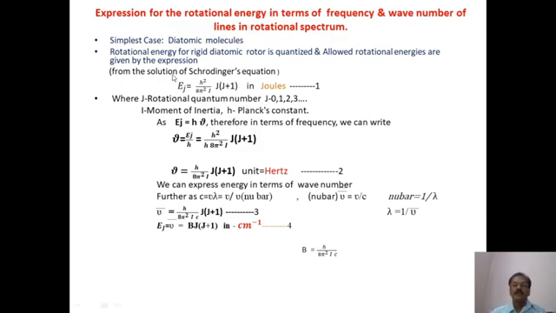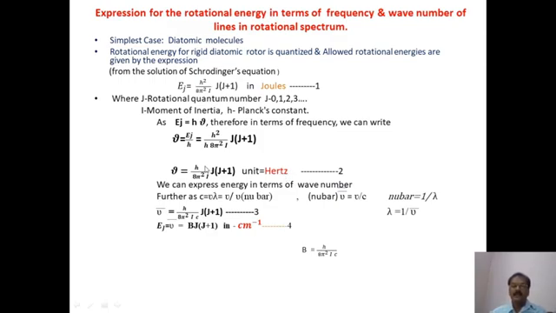Look at this equation, Ej is equal to h squared upon 8 pi squared I into j plus 1 in joules. And here we have Ej is equal to h into nu. Therefore, in terms of frequency, nu is equal to Ej upon h. We know from equation 1, Ej can be substituted here: h squared divided by h into 8 pi squared I j into j plus 1, and h cancels from the denominator. Now what expression is obtained from the above equation? Nu is equal to h upon 8 pi squared I, j into j plus 1. This expression gives the energy of the rotating molecule in terms of hertz, that means frequency.